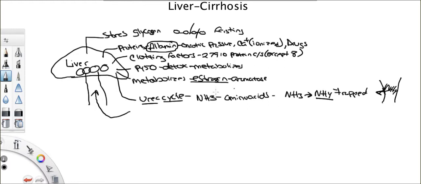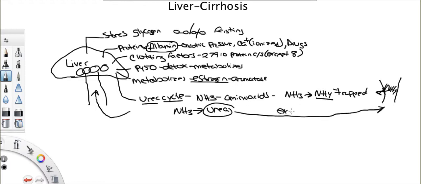Now, getting back to ammonia. In the urea cycle, ammonia is combined to make urea. And this all happens in the liver, okay? And what happens? Urea then goes to your kidneys and gets excreted that way. By urea, I mean. Okay.